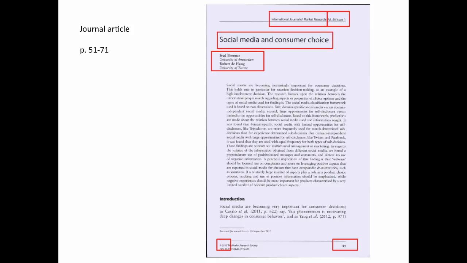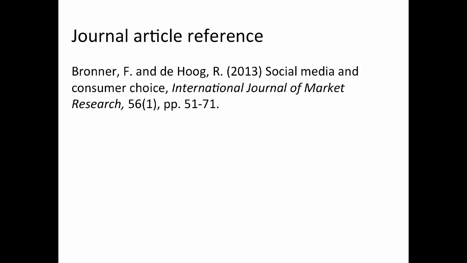So the reference would look like this. You have the author's surnames and initials, the year in brackets, the title of the article, the journal title in italics, the volume and issue number, and the page range of the article.